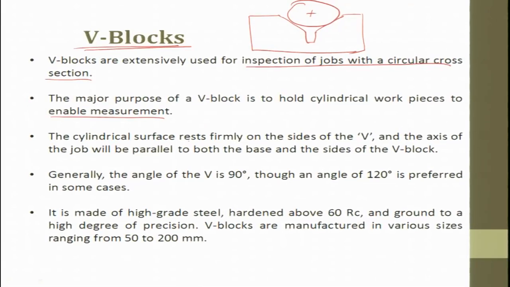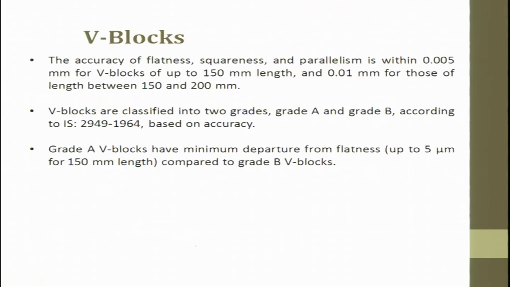A cylindrical surface rests firmly on the sides of the V, and the axis of the job will be parallel to both the base and the sides of the V block. Generally, the V is 90 degrees; in some cases you also get 120 degrees. It is made out of steel which has a hardness of 60 Rc, and then it is ground. It varies in size from 50 to 200 millimeter. The accuracy of flatness, squareness and parallelism is very high, 5 microns for V blocks up to 150 millimeter, and 0.1 for anything more than that.